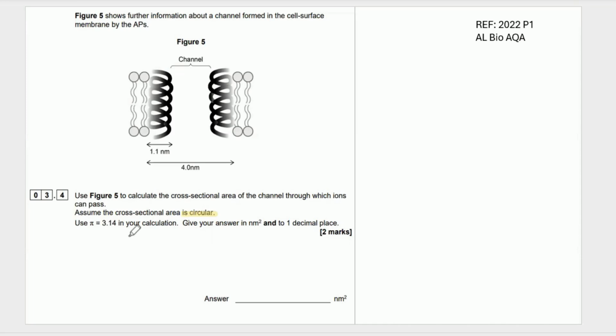Make sure you highlight the key facts as I'm doing here. Pause the video, have a go, and then unpause and watch the answer.